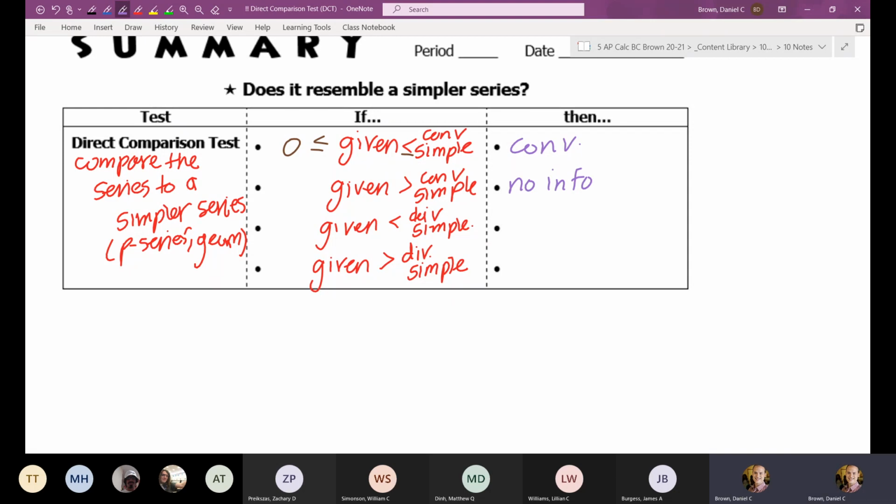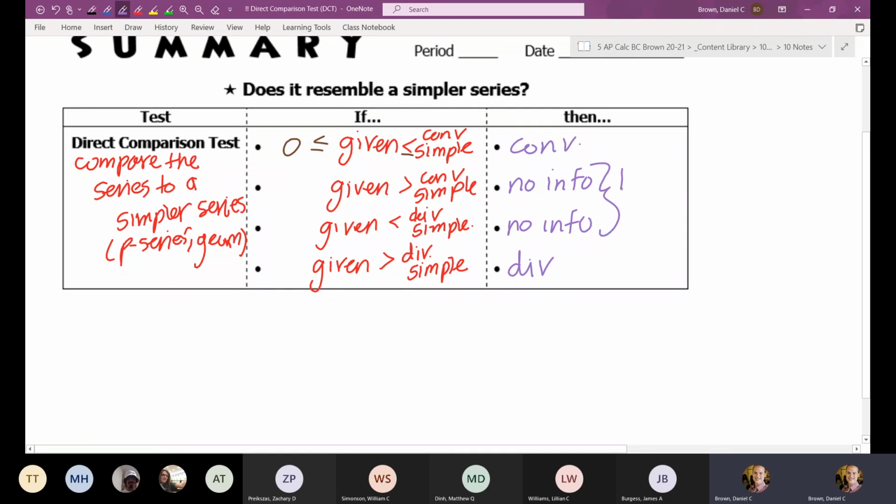No info again. It could diverge, it could still be big enough and diverging, or it could be small enough that it's going to converge, so we would have no info as well. And then this last one is the one that we saw. If your given series is bigger than one that's diverging, then we know that it's also going to have to diverge.